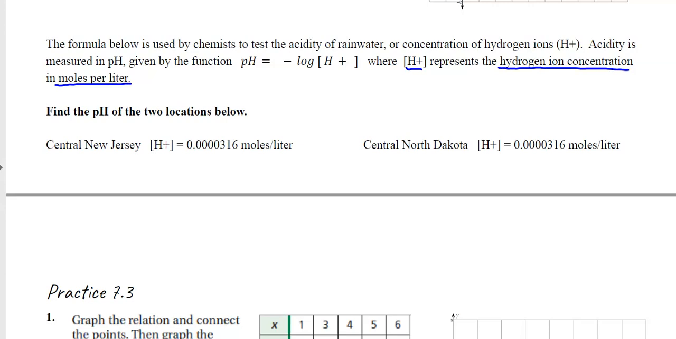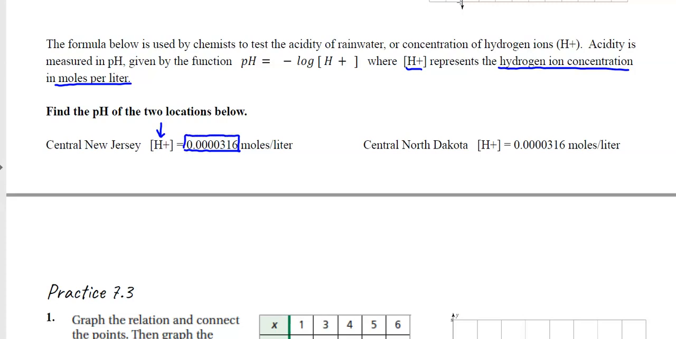So I remember a mole is like a really huge number. I want to say something to do with Avogadro's number, but my chemistry could use some brushing up. But it says find the pH of the two locations below. So in central New Jersey, they measured it, and the hydrogen concentration, this input, came out to be a bunch of zeros, 316 moles per liter.